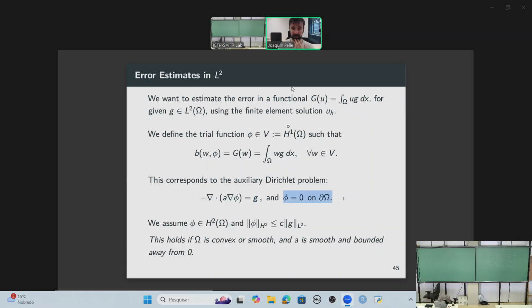And the boundary conditions are the same. So this defines our trial function, and we are going to assume that this function is in H2 as well, and that the norm can be bounded by some constant times the norm of the function g in L2. And this may seem too strict, but it's not, because it holds whenever omega is convex or smooth, and when A is smooth and bounded away from 0. So it's rather generic. So we assume this.